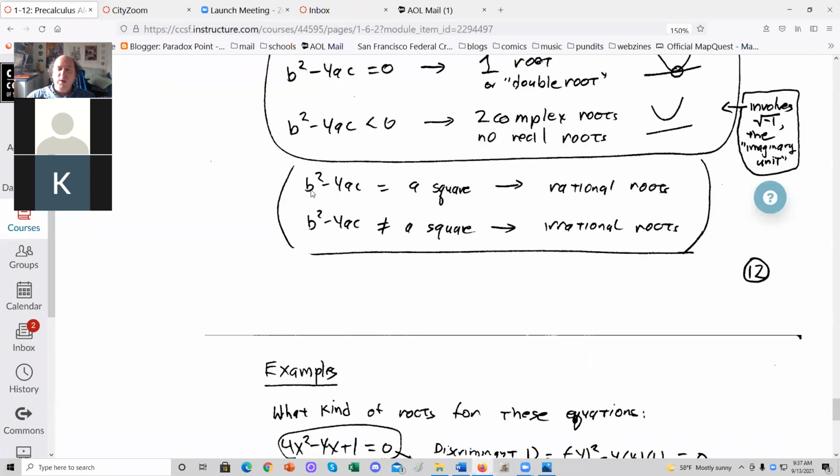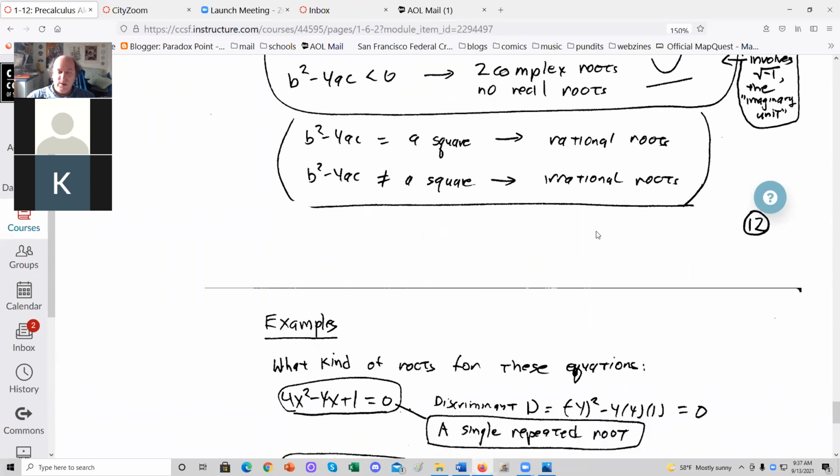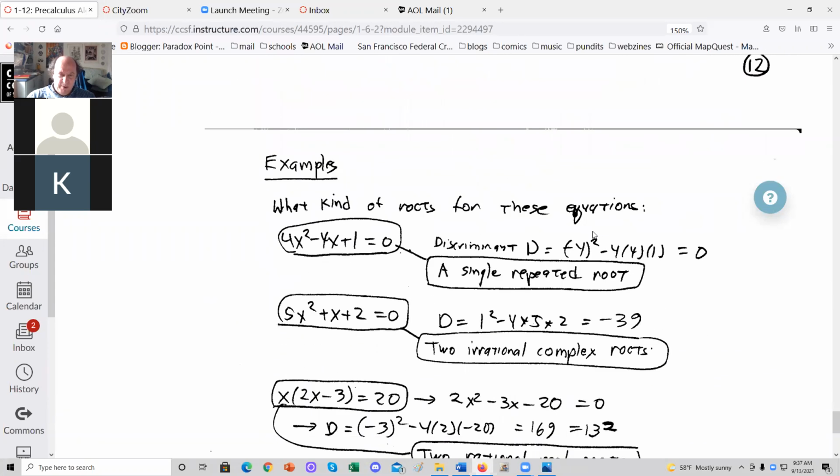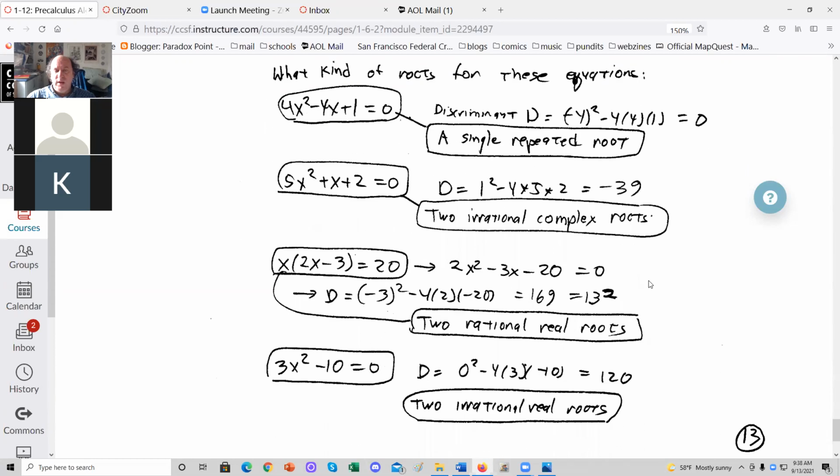All right. If b squared minus 4ac is a square of a whole number, then you get rational roots. If it's not a square of a whole number, then you get irrational roots. So, for example, what kind of roots for these equations? 4x squared minus 4x plus 1. The discriminant is b squared, negative 4 squared, minus 4 times 4 times 1, 0. So you get a single repeated root.